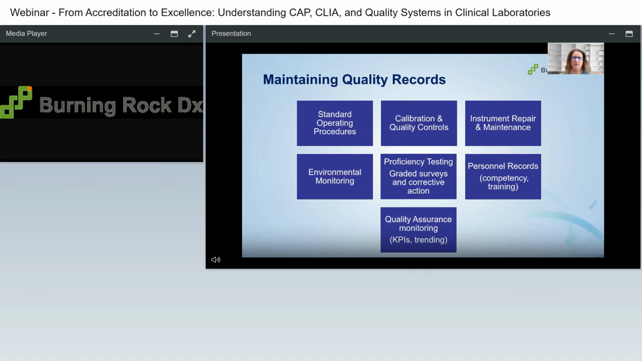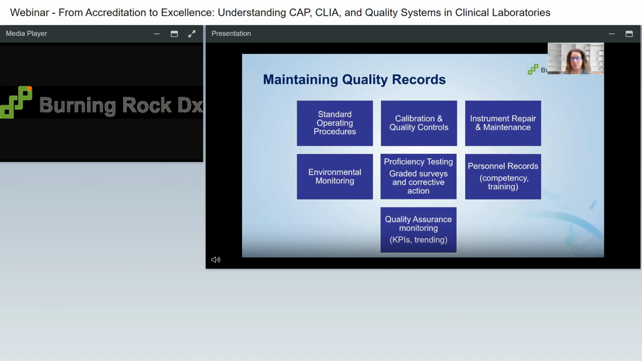So I suggest just copying them directly from the CAP checklists into your SOPs and making sure that you're actually meeting those. So we have the SOPs that we've already mentioned. We also have instrument repair and maintenance. So anytime maintenance is performed on an instrument, we need to make sure we have a record of that. All of our calibrators should have records.